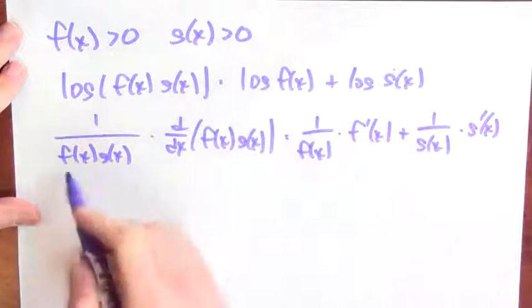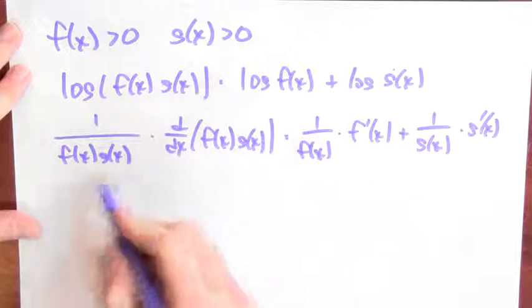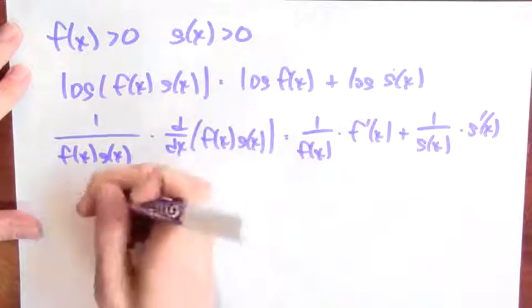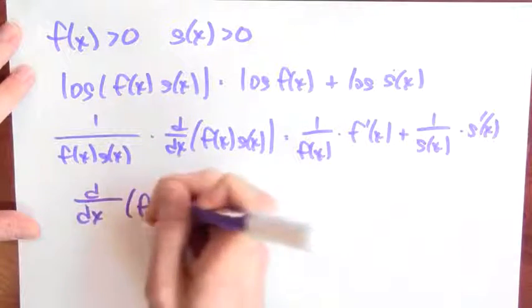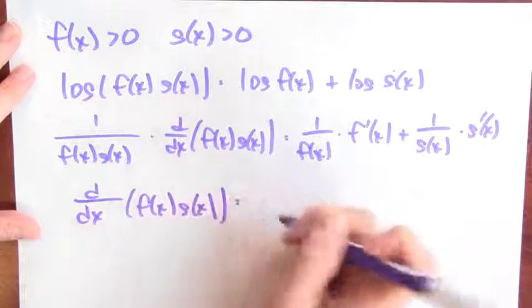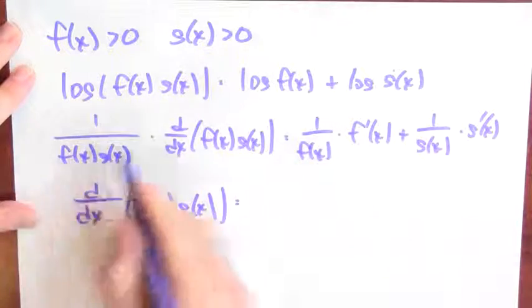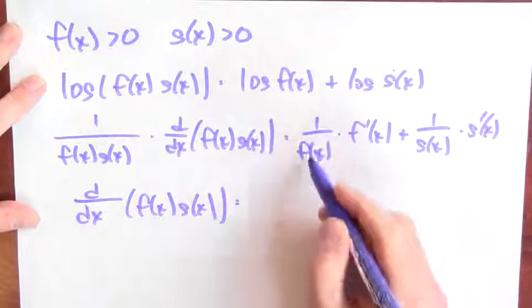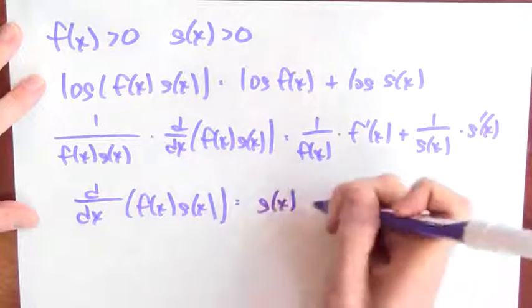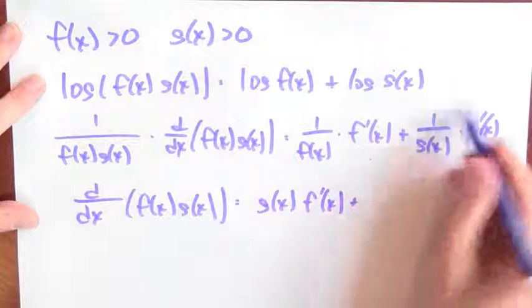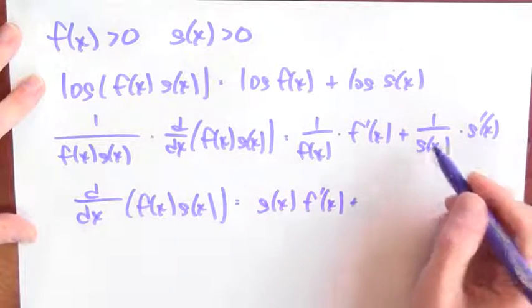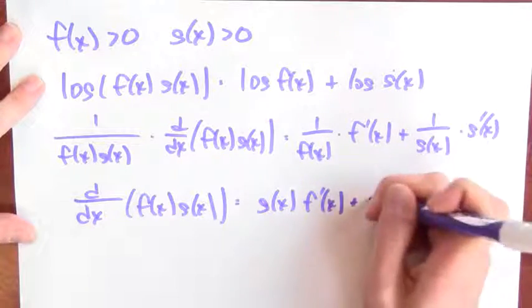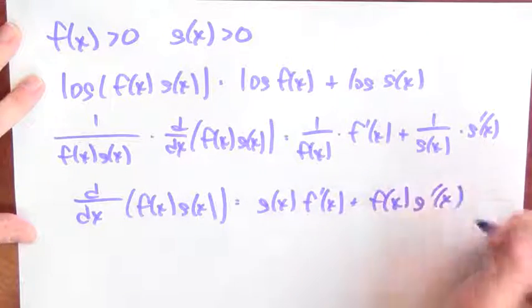Now, if I multiply both sides by f of x times g of x, what happens? Well, if I multiply this side by f of x times g of x, I've then isolated the derivative of the product. So this is just the derivative of f of x times g of x. If I multiply this side by f of x times g of x, times 1 over f of x is just 1, but I'm left with a factor of g of x times f prime of x plus, and if I multiply this term by f of x times g of x, times 1 over g of x is just 1, but I'm left with an f of x. So f of x times g prime of x.